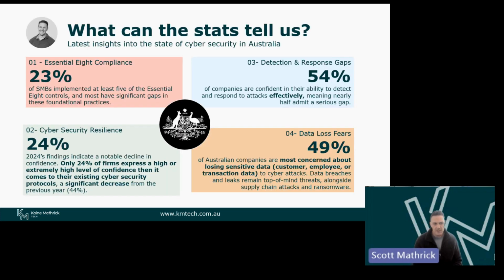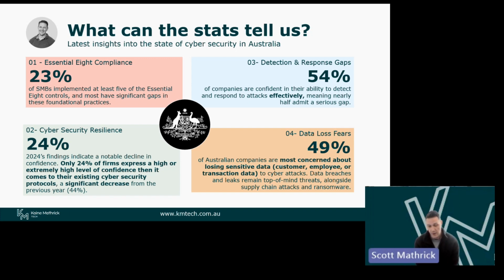So what the stats tell us first. Some of the stats that we'll go over now are straight from the government report. So these aren't my research. These are straight from the OAIC report, which I'll speak about at the end of my presentation as well. But what it tells us is that 23% of SMBs have only implemented 5 of the essential 8 controls, which we'll go through in a couple of slides shortly.